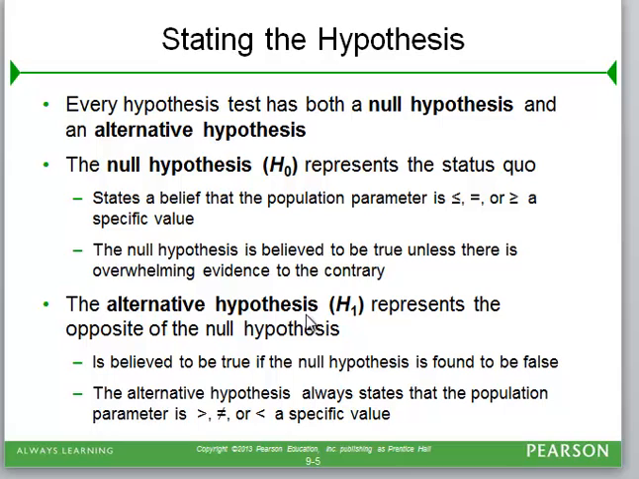And the alternative hypothesis always states that a population parameter is greater than, not equal, or less than a specific value. Remember, the null hypothesis and alternative hypothesis are mutually exclusive. What does that mean? It means if the sign in the null hypothesis is less than or equal, then the sign in the alternative hypothesis is going to be greater than. If the not equal sign is in the alternative hypothesis, then the equal sign is in the null hypothesis. If less than is in the alternative hypothesis, it is greater than or equal in the null hypothesis. They are mutually exclusive.